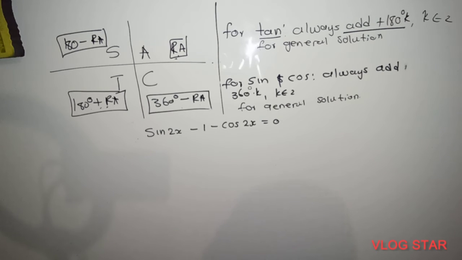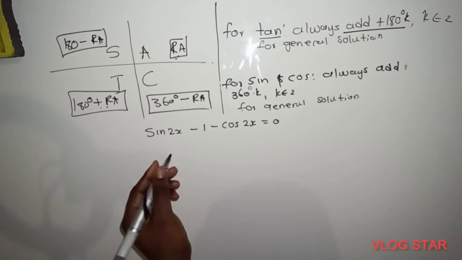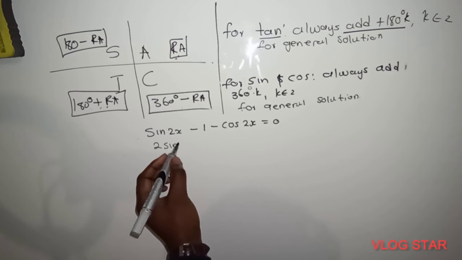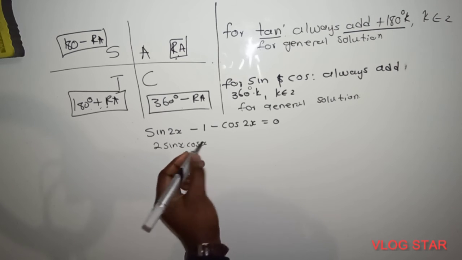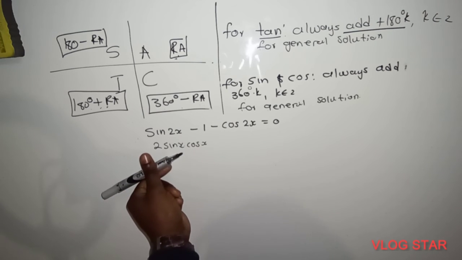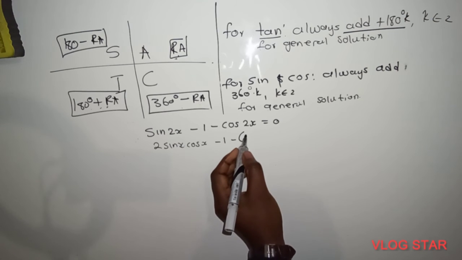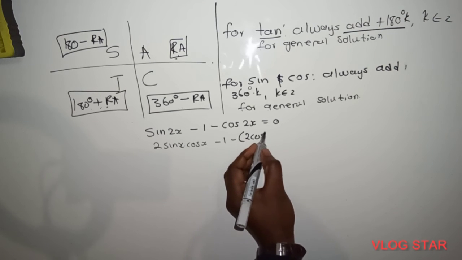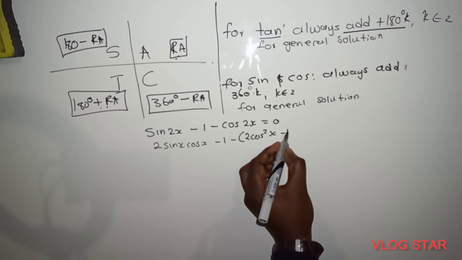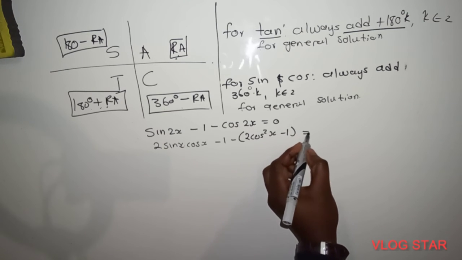So we just have to solve it, like what we were doing on the previous questions. Same applies here. We have to replace this by 2 sine of x dot cos of x. I hope you will agree with me here, just because this is representing the double angle. Then minus 1 minus, and on the cos, I will replace it by 2 cos square of x minus 1, which equals 0.